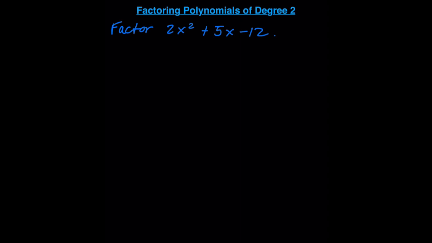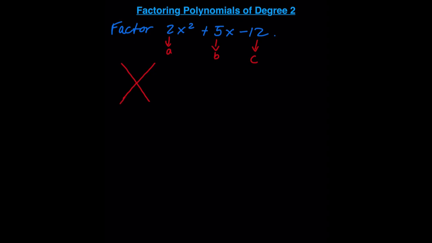So let's get started. The first thing we do is identify the a, b, and c values from the standard form of a quadratic expression. So this is going to be our a, this is going to be our b, and this is going to be our c. Once we have a, b, and c set up, we're going to set up the x.